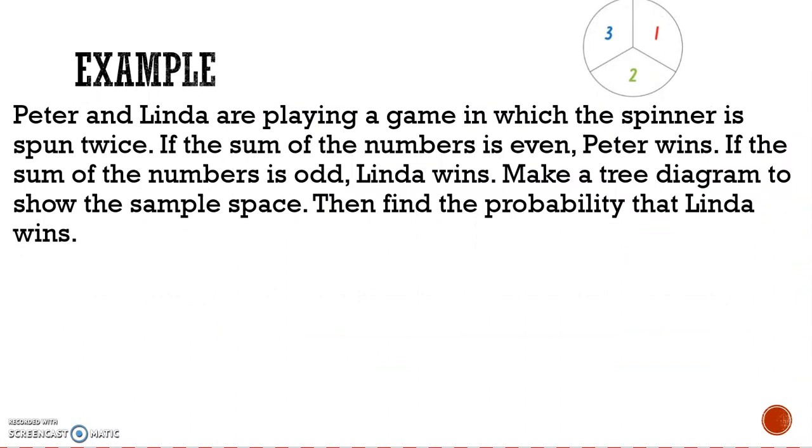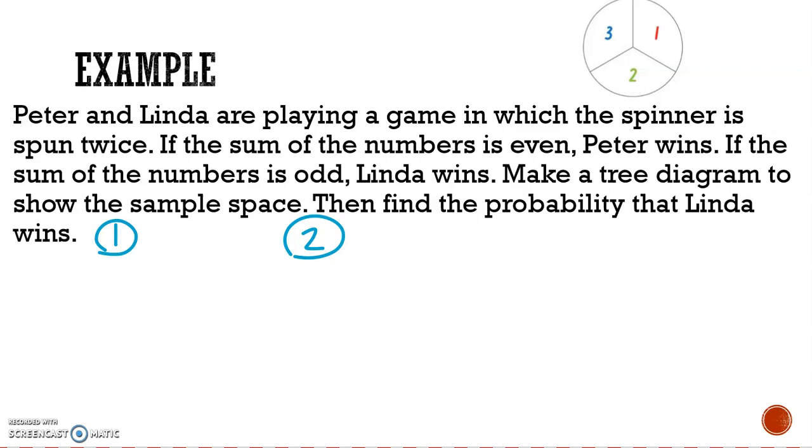All right, Peter and Linda are playing a game in which the spinner is spun twice. Okay, so a spin one, and then spin two. Go ahead and list those. If the sum of the numbers is even, Peter wins. If the sum of the numbers is odd, then Linda wins. We want to make a tree diagram to show the sample space, then find the probability that Linda wins.